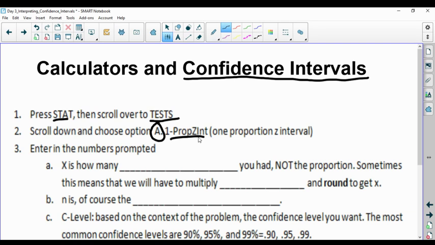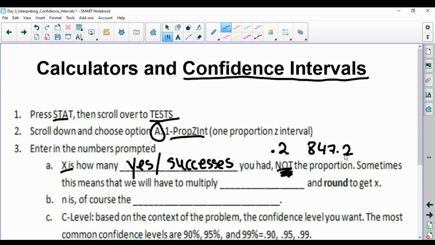Once you get that, and you click enter, you have to put in some information. You need to write what X is for the problem. And X, if you recall, is just the number of successes, not a proportion. If you enter, let's say, the decimal like 847.2, you get an error message.